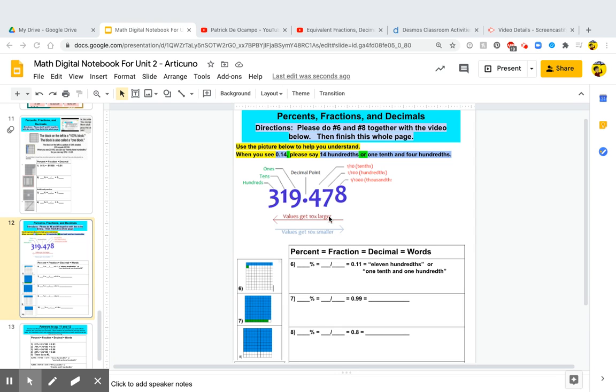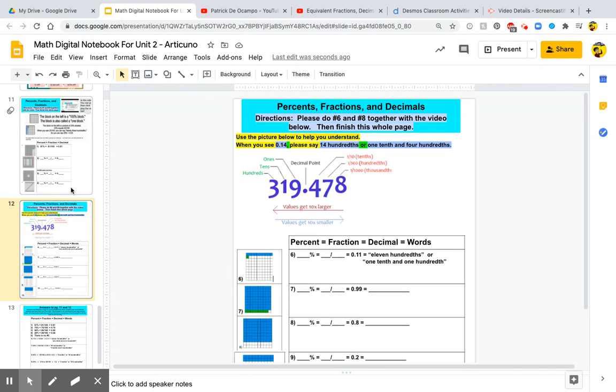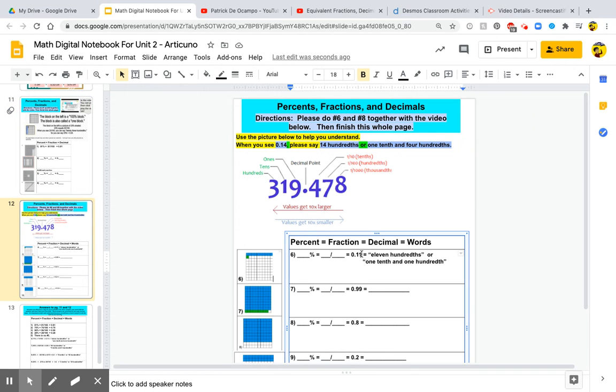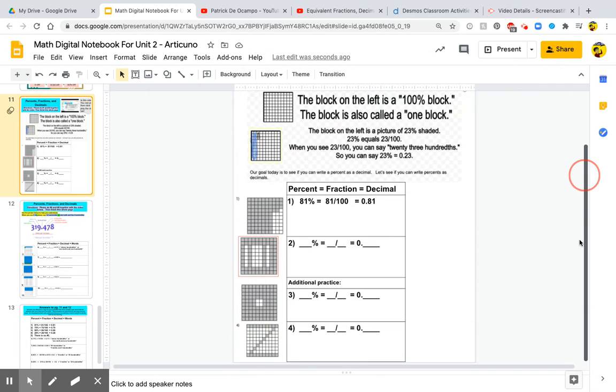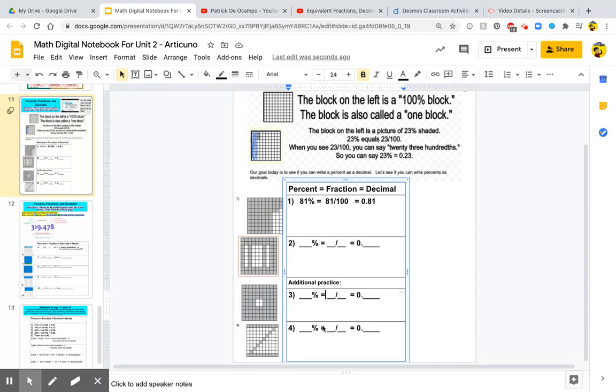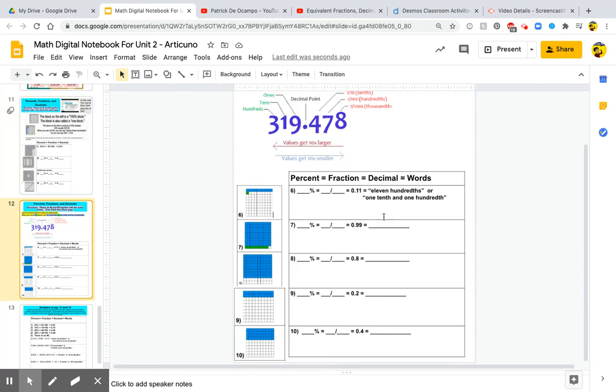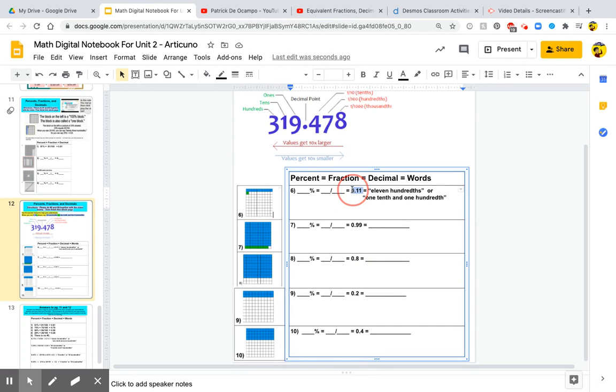All right, in this video, you're probably wondering what's the difference between this page, page 12, and the last page you just finished. The difference is that on this page, they give you the decimals. Here are the decimals, but you have to figure out the other stuff. In the last page, they just give you the picture and you have to figure out everything else, okay? So this page is really about going from decimals to fractions to percents.